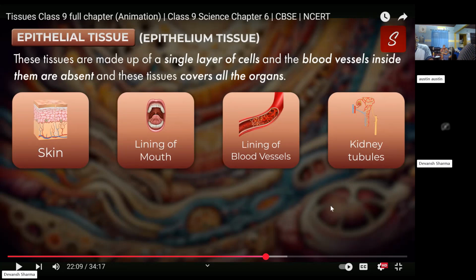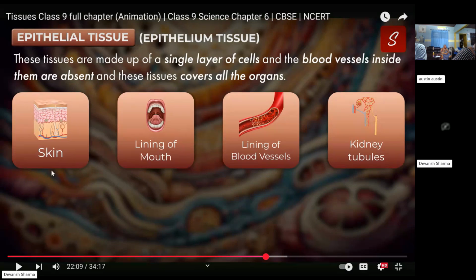Epithelial tissue is made up of a single layer of cells, and blood vessels are absent inside them. Its main function is to cover all the organs. It covers all the organs, which means it also gives protection, a protective function.